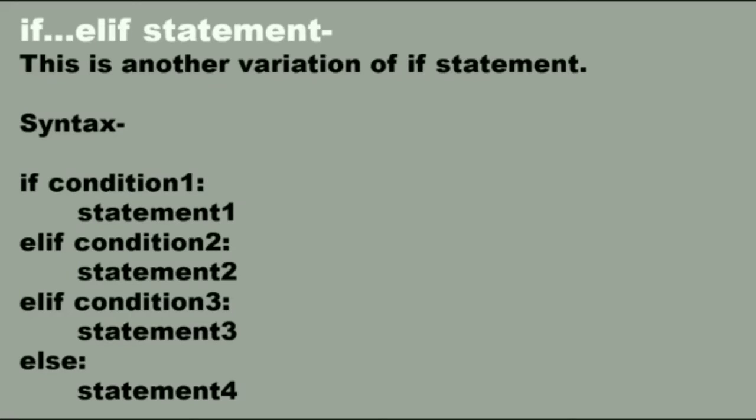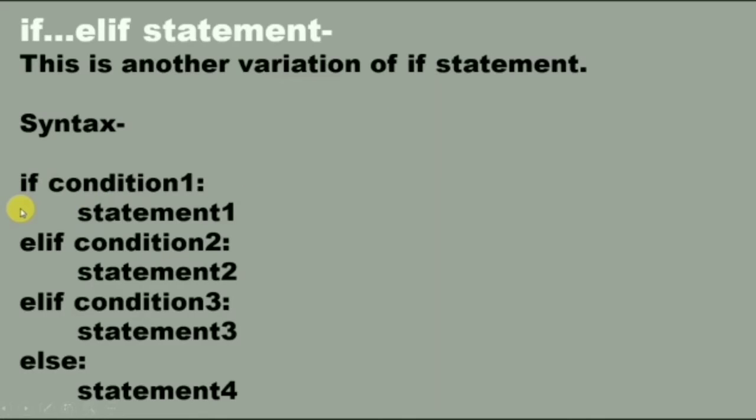Another variation of the if statement is the if elif statement. In the if else that we discussed in the previous case, there were only two courses of action. But many a time it happens that there are multiple courses of action. If the first condition is true, one set of statements is to be executed. If the second condition is true, another set of statements is to be executed. If the third condition is true, then another set of statements is executed. So just now we considered the if else statement, in which there are only two courses of action. But when we have multiple courses of action, then we will be using the if elif statement.